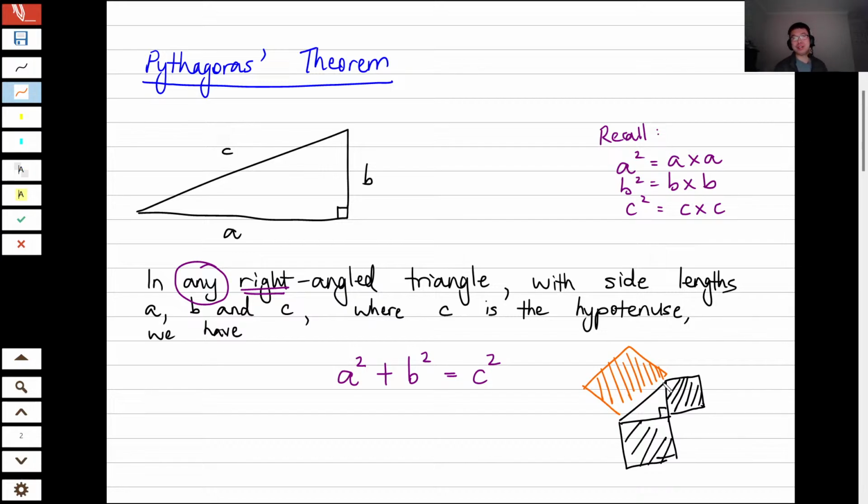Feel free to just search it online. There's a few simple proofs that involve some Year 9 algebra or finding the area of squares and triangles. But for now, here's the formula. A squared plus b squared equals c squared. And for most of this unit, our focus will be on using it to find unknown side lengths in right-angled triangles. So let's do a few examples.